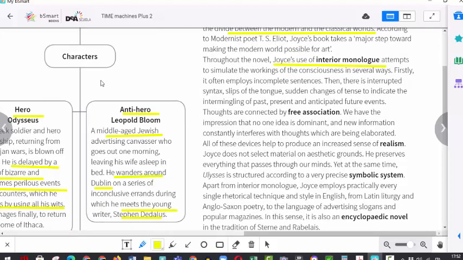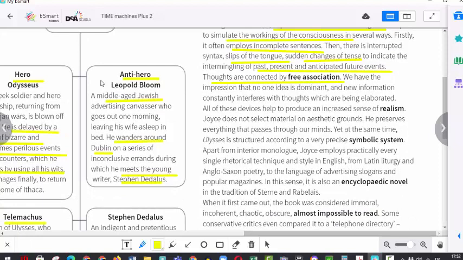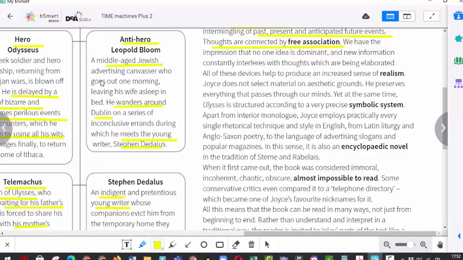Joyce uses very often interior monologues because it's the only way to simulate the working of the mind. Sometimes employing incomplete sentences. There are also a lot of slips of the tongue, sudden changes of tense, because time is a mixture of past, present, and future, as we have already studied. The connections sometimes are just those of free associations. Paradoxically, all this makes the book extremely realistic, because there is no selection of material. Material hasn't to be beautiful or harmonious or well balanced and organized. It's what life is, chaos, a collection of unrelated elements.